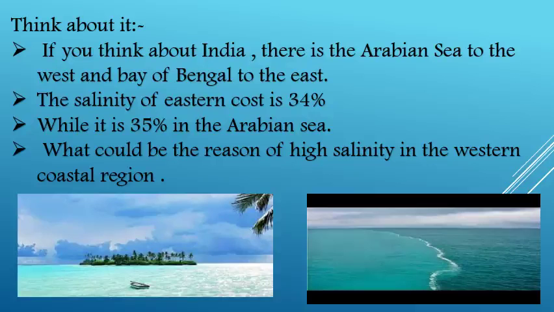The reason for that is, children, mainly large peninsular rivers drain their waters in the Bay of Bengal, and on the contrary, only small seasonal coastal rivers drain in the Arabian Sea. Hence, you will find the salinity of the Arabian Sea is 1% more than that of the eastern coast, that is of the Bay of Bengal.